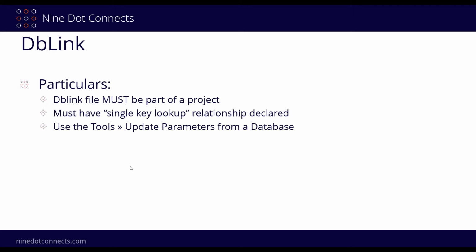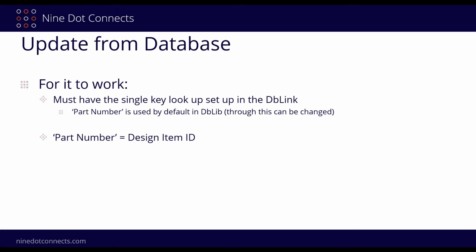And then the second thing is we're going to use something called Tools, Update Parameters from the Database. This is a tool that I think a lot of people don't use, and for good reason, because it certainly requires either a DbLib or a DbLink. But again, depending on what you've got going on in your machine over there, this is where some of the confusion comes in. Here's another point of confusion I want to clarify here.